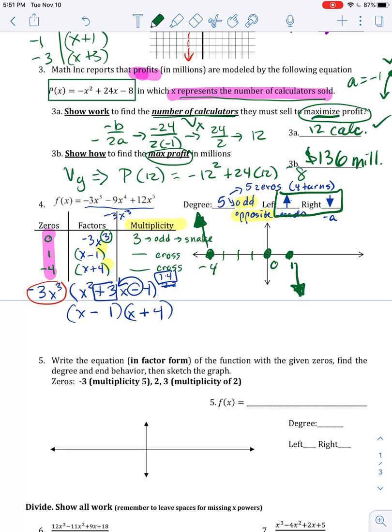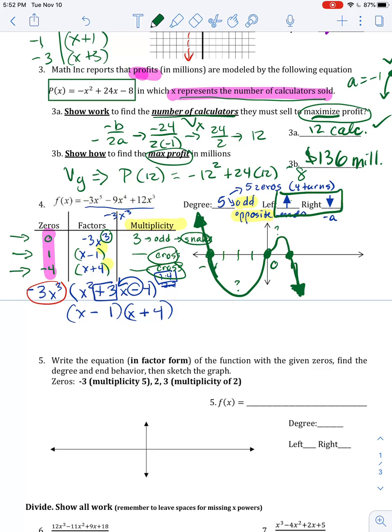Then I go through here and I say, okay, what's going to happen at this 0 of negative 4? I'm just going to cross over. What's going to happen at my next 0, which is 0? I'm going to snake across. So when I come up here, I do my best to do a little wiggle. And then what happens at this last 0 of 1? Well, I'm just going to cross. So I'm going to curve up and come back down. So that's my best drawing.